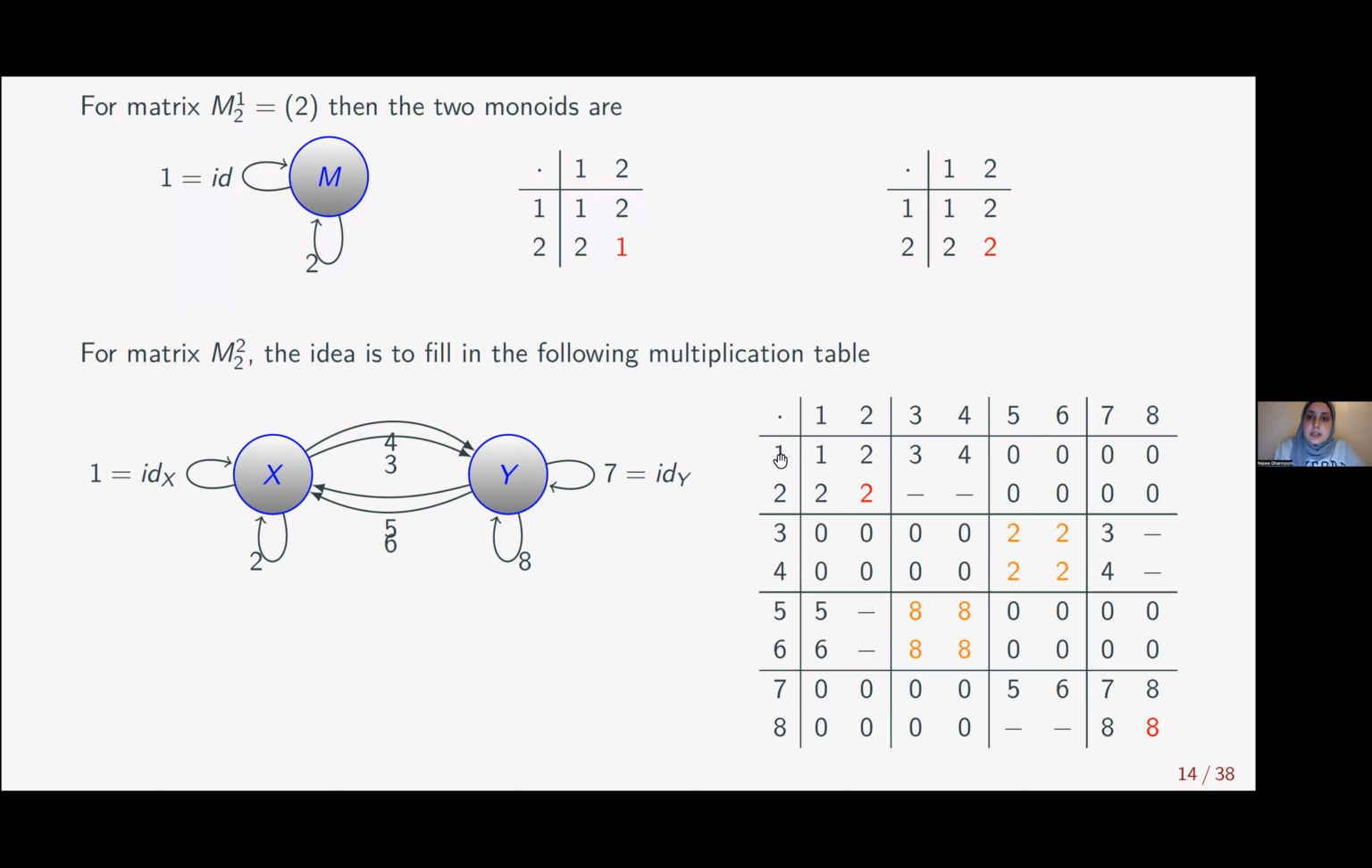So we are multiplying these elements together. First, I want to say that the zeros here are for the multiplication that is not defined. For example, we cannot multiply 1 times 5 because it doesn't satisfy the domain and codomain condition. It's not right. So 1 times anything is anything because it's identity.